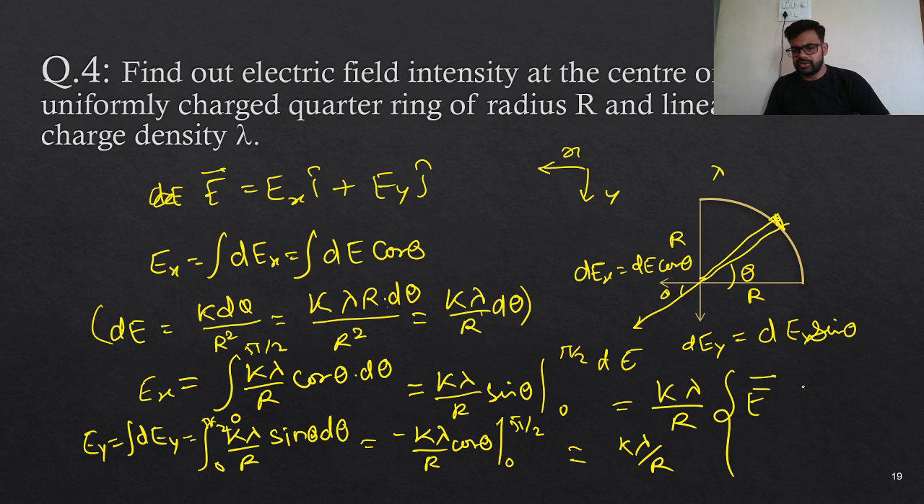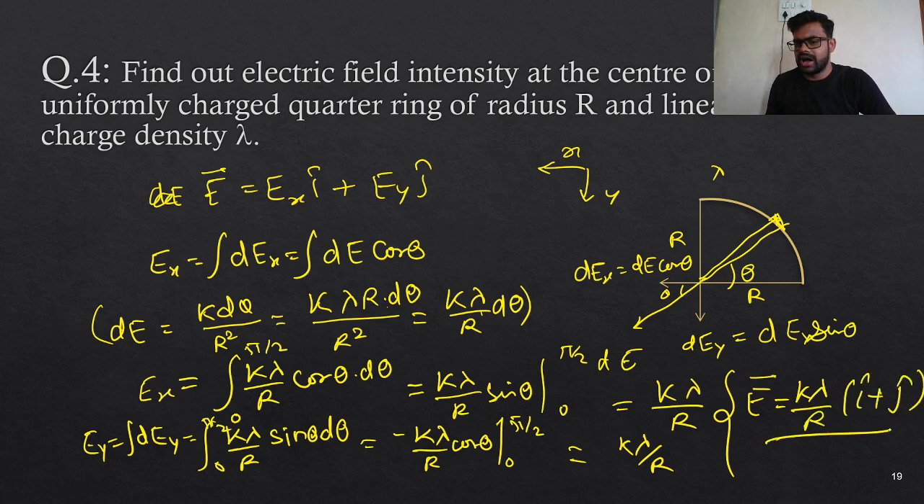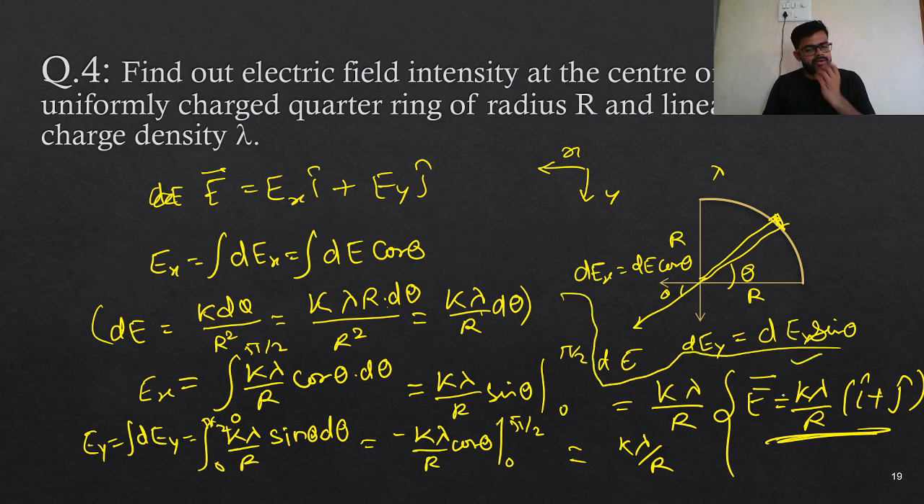So finally, what is the answer? You are getting E is equal to Ex I cap plus Ey J cap. Both are the same, so k lambda by R is common and you get I cap plus J cap. So the answer is k lambda by R (I cap plus J cap). This is the final answer for the electric field intensity at the center of the quarter ring. It is not difficult, my dear friends. Once you have understood it properly, you can do it. If you don't want to solve that much, then remember this formula.